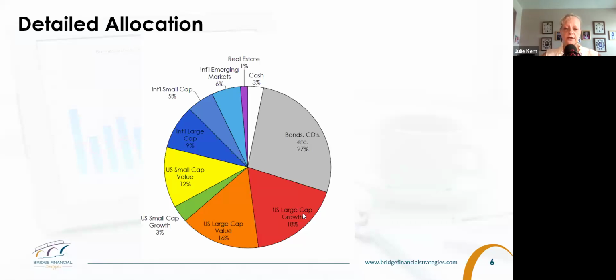But the stocks are broken out here between US large cap, both growth and value, and then the same for US small cap, growth and value. And then the three shades of blue are the international. So we have international large companies, international small companies, and then emerging markets, which is undeveloped countries or what we would call developing countries. And then the purple is real estate, and then back to cash.